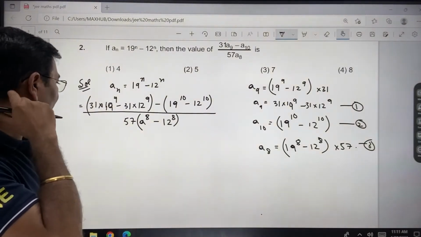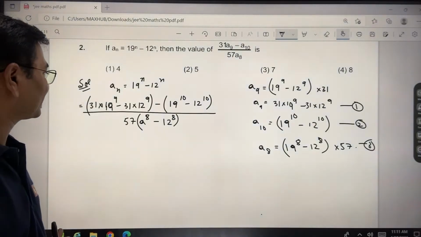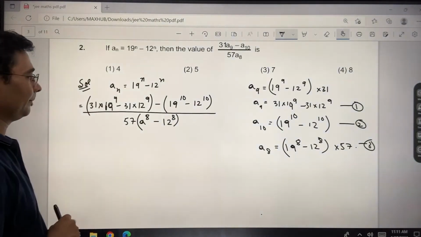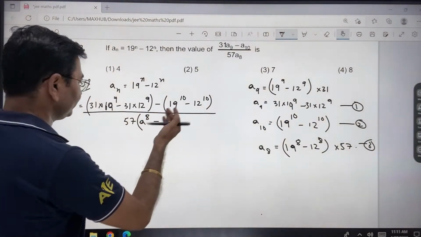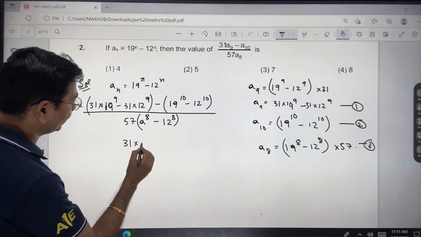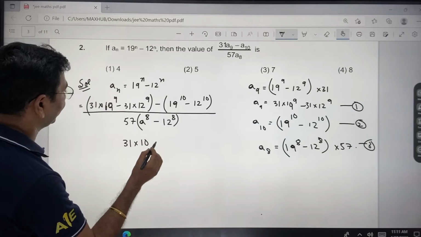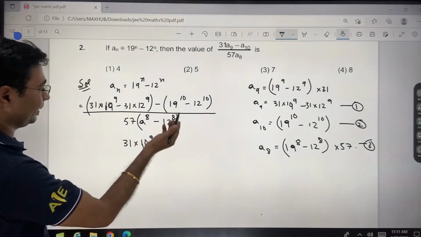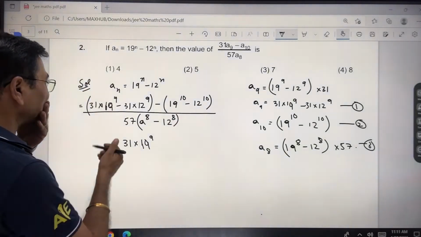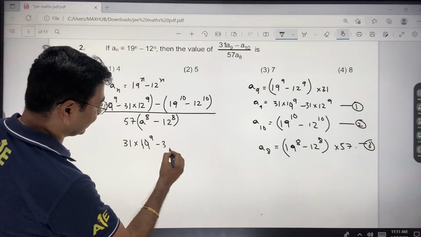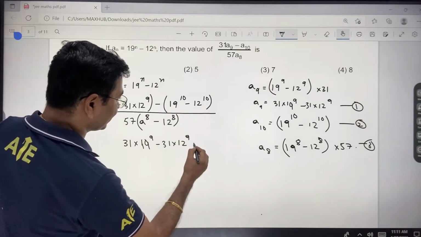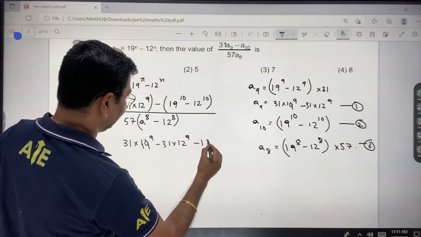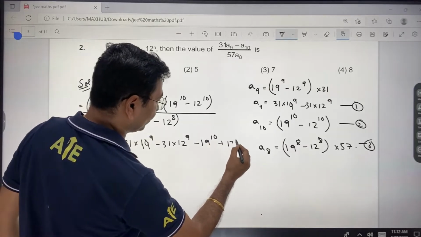Okay. Now, if you see very carefully, now what happens in the next step is you have got 19 to the power 9 over here and 19 to the power 9 with 31 in it. Okay. So I can make this 31 into 19 to the power 9, sorry. And here, if you multiply these two basically, इसको तो हम वो कर देंगे ना, minus 31 into 12 to the power 9. This is minus again, that is 19 to the power 10 plus 12 to the power 10.